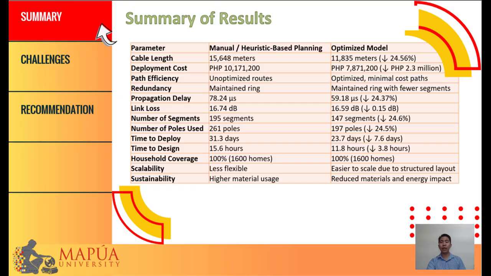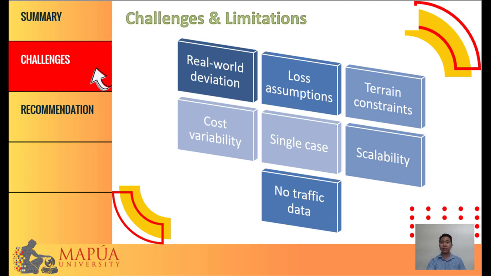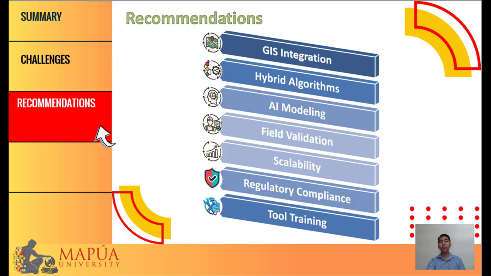Overall, while manual and heuristic-based planning remains relevant for smaller and/or resource-limited projects, algorithm-based approaches provide superior efficiency, cost savings, and scalability. The integration of algorithm-driven methods is the preferred choice for large-scale and complex fiber deployments. The study faced challenges such as terrain constraints, cost variability, and limited scalability, with assumptions made on losses and a single case study without real traffic data.